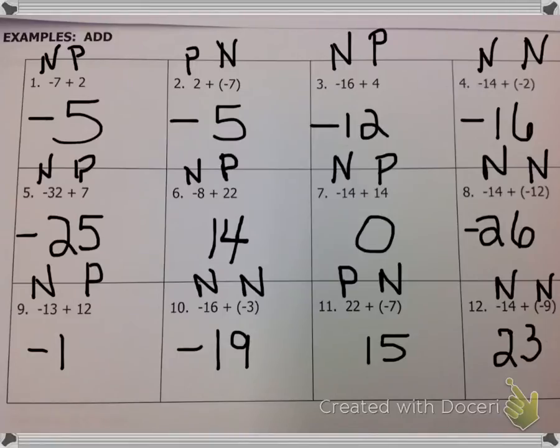And I'm going to take the sign of the larger number. Which number is bigger, 14 or 9? 14's bigger, 14's negative, so my answer is negative 23. Okay, and that's it for those problems. Now we're going to move on to a little bit more difficult problems.